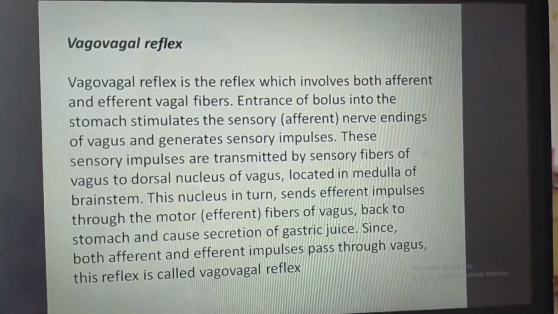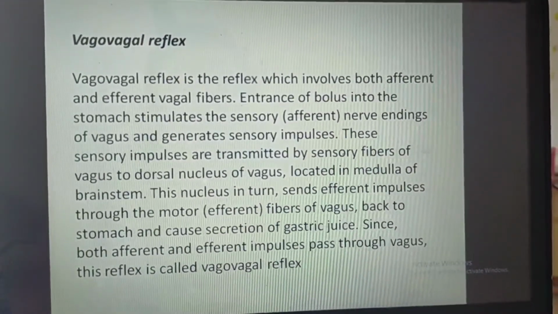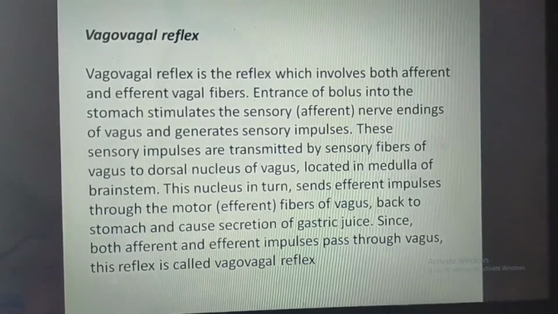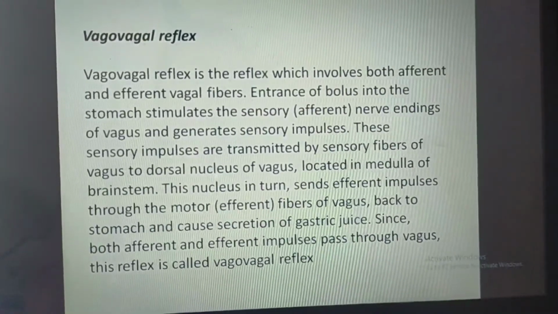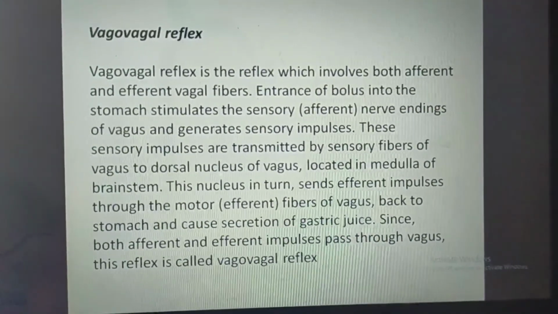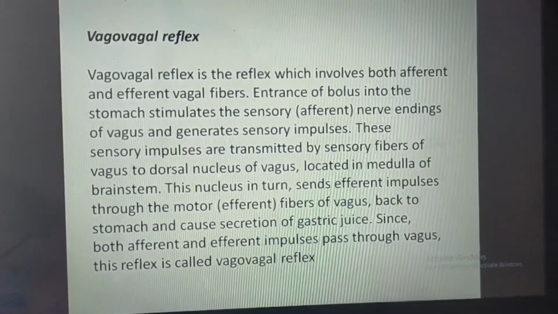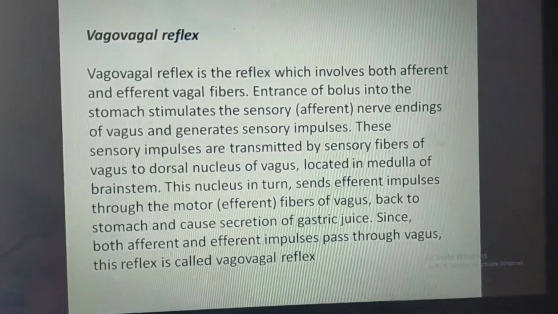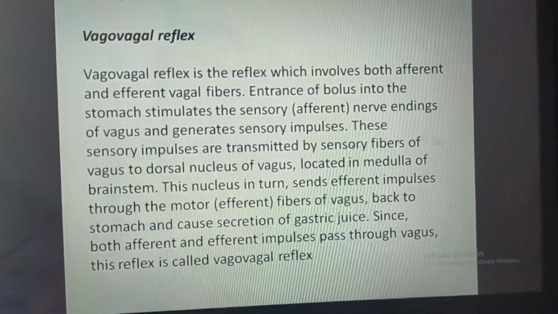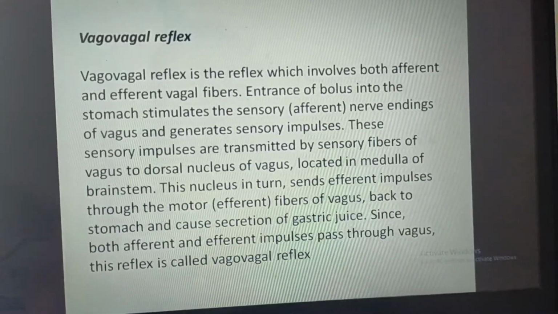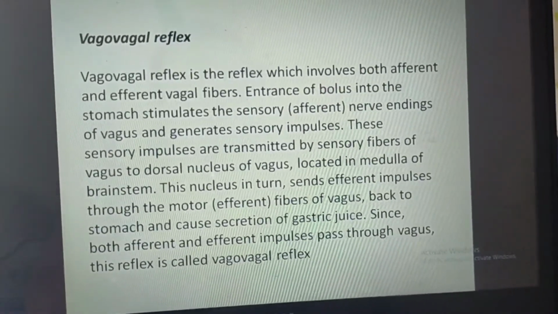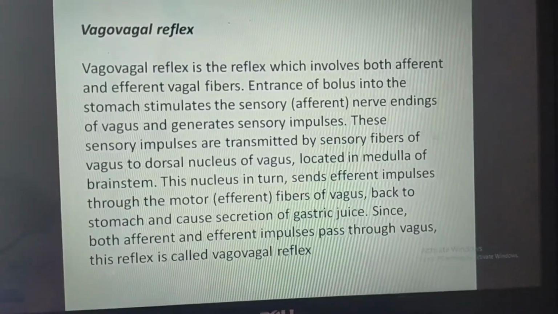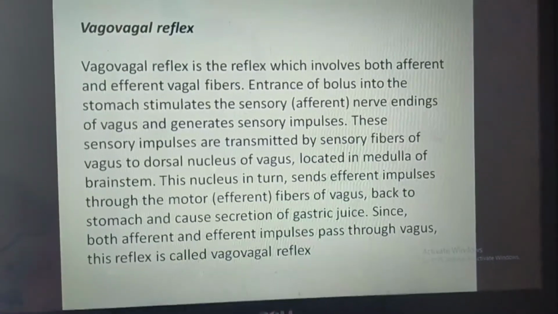Vagovagal reflex. Vagovagal reflex is a reflex which involves both afferent and efferent vagal fibers. Entrance of bolus into the stomach stimulates the sensory nerve endings of vagus and generates sensory impulses. These sensory impulses are transmitted by sensory fibers of vagus to dorsal nucleus of the vagus, located in medulla of brainstem. This nucleus in turn sends efferent impulses through the motor fibers of vagus back to stomach and causes secretion of the gastric juice. Since both afferent and efferent impulses pass through vagus, this reflex is called vagovagal reflex.